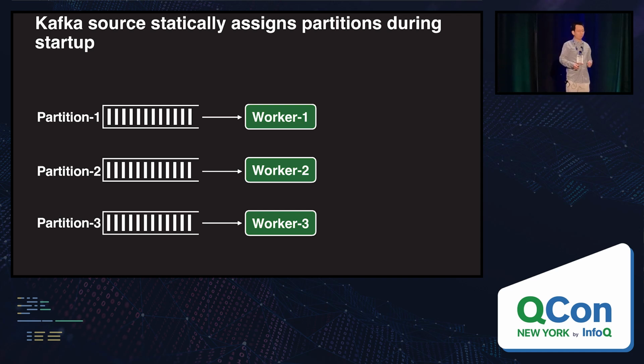In Kafka, a partition is an unbounded stream of records. Kafka source statically assigns the partitions to the workers during the job initialization. This assignment remains static throughout the life cycle of the job unless the topology changes, for example, adding a new worker. This leads to a few limitations.